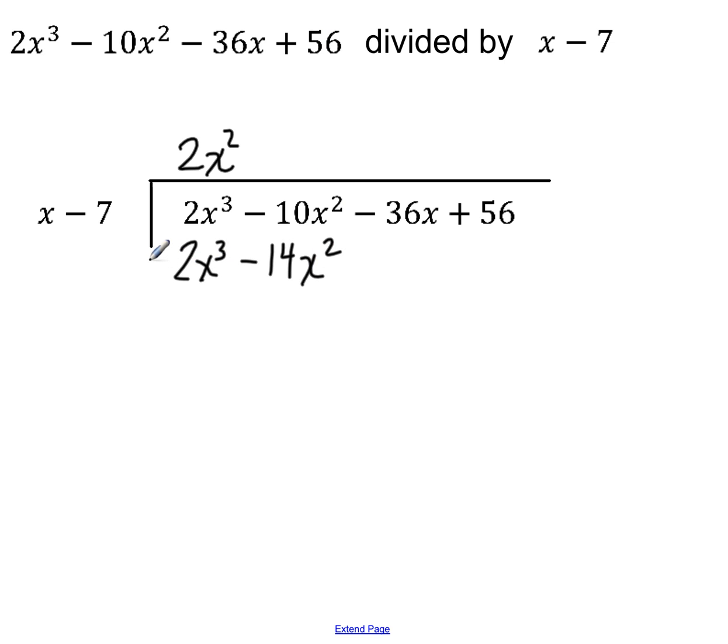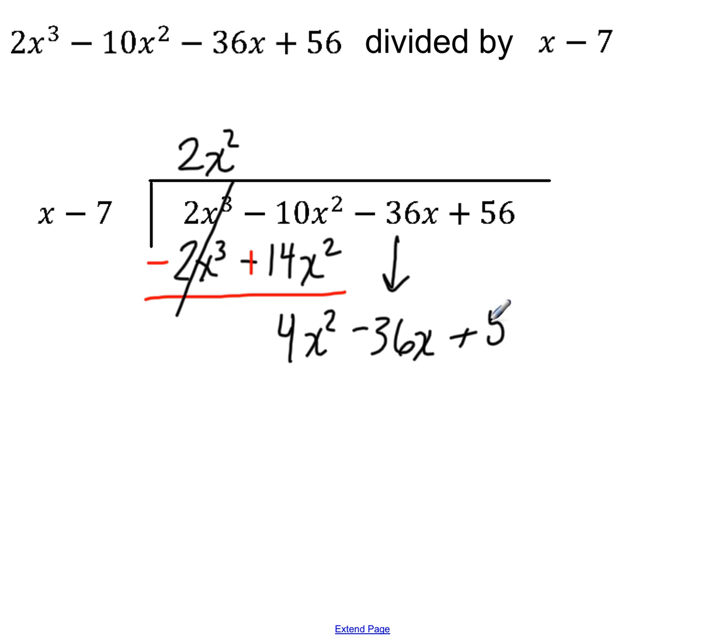Now, if I'm going to subtract, I change my signs, and I put things together. That cancels, which is what I wanted. Now I have 4x squared. B is bring down. I bring down my next term. In fact, on these, I just figured just bring everything down. It makes a lot of sense to just bring everything down.